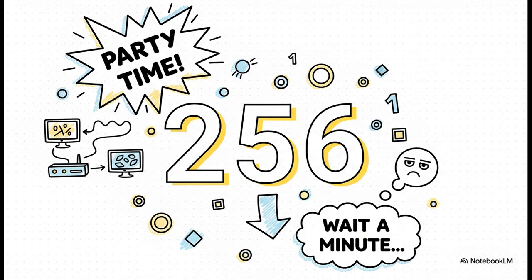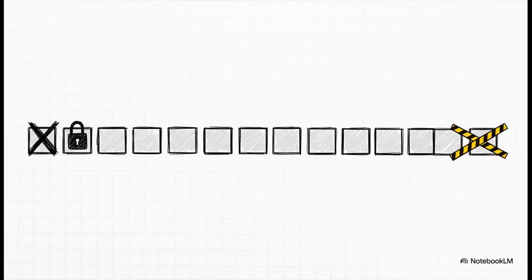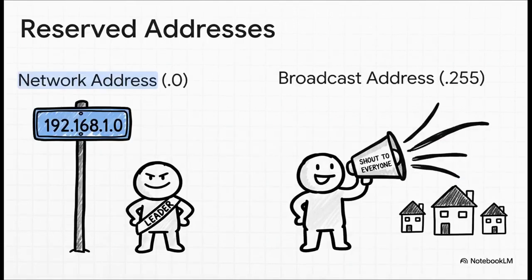So we're good to go, right? We can have 256 devices? Well, not so fast. Because of course, there's a catch. There's always a catch. In any network, 2 of those addresses are always reserved. You can't actually assign them to any of your devices. They have special jobs. The very first address, the one ending in .0, is the network address. Think of this as the leader of the street. It just represents the entire neighborhood itself. And the very last address, ending in .255, that's the broadcast address. This is the network's chatty Cathy. Anything sent here gets shouted out to everyone on the network at once. So yeah, those 2 are off limits.